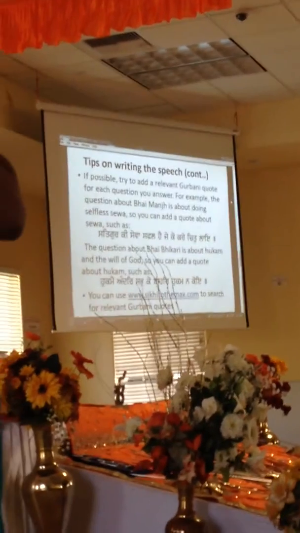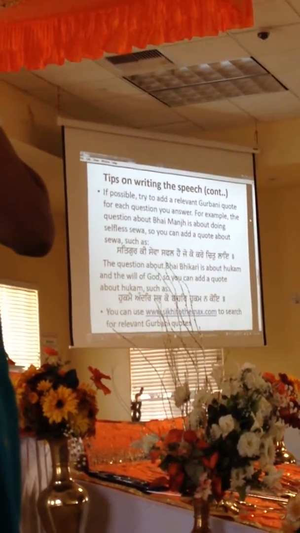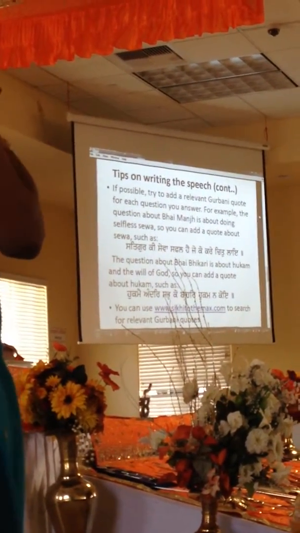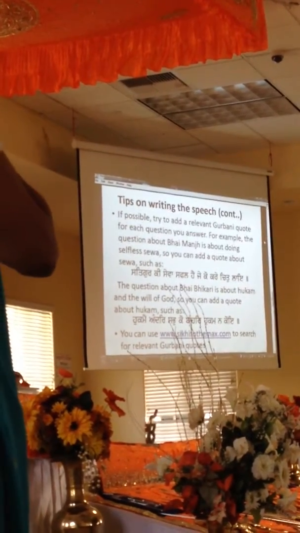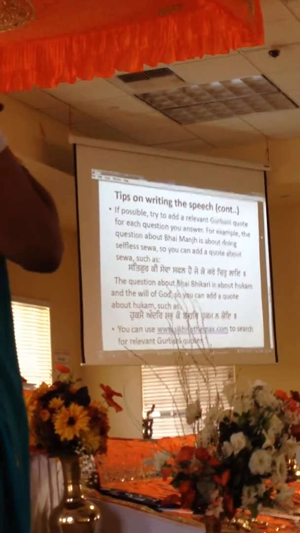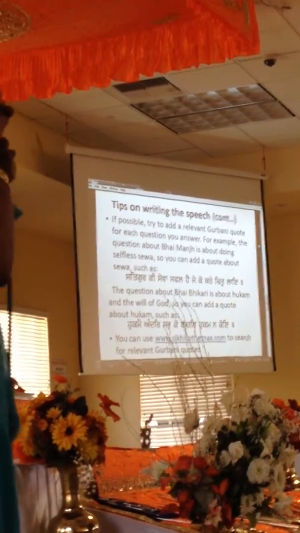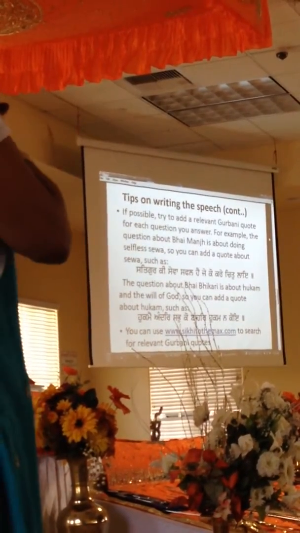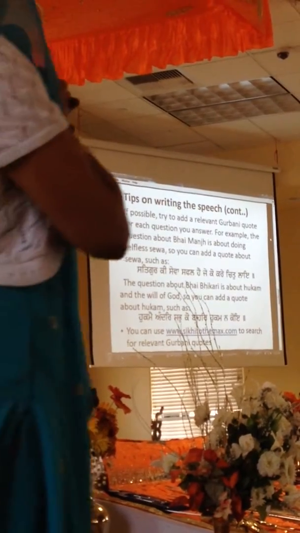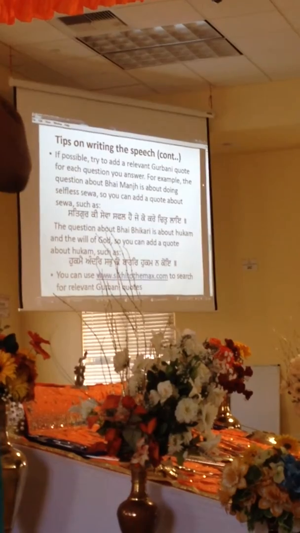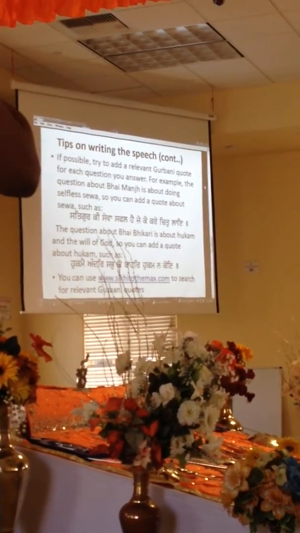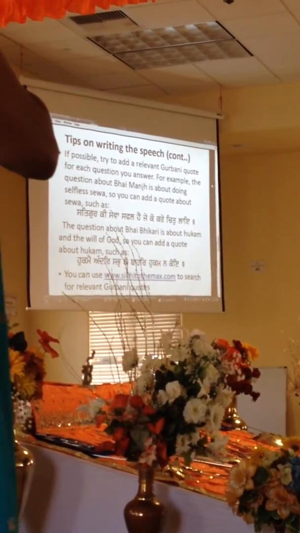So for each question, try and add a relevant Gurbani quote. Like for the Bhai Manj story, it's about doing selfless seva. So a quote that you can use is Satgur ki seva safal hai, je ko kare jitlaye. That's just an example. And the Bhai Bhikhari story was about hukam and the will of God. So another quote about hukam that you can use is hukam hai andar sabko, bahar hukam na koe.